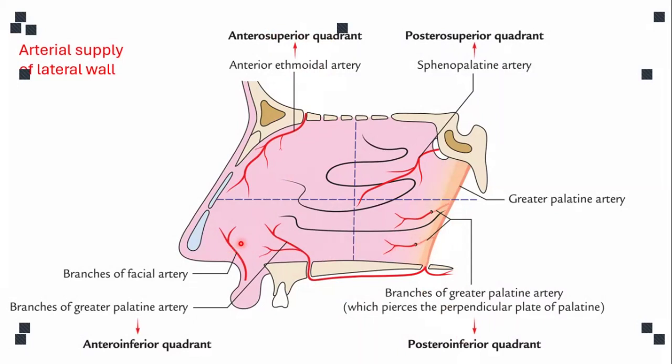The anterior inferior quadrant is supplied now by the branches from facial artery, especially branches from the superior labial artery, and also the greater palatine artery terminates, supplies also this portion after traversing the oral cavity.